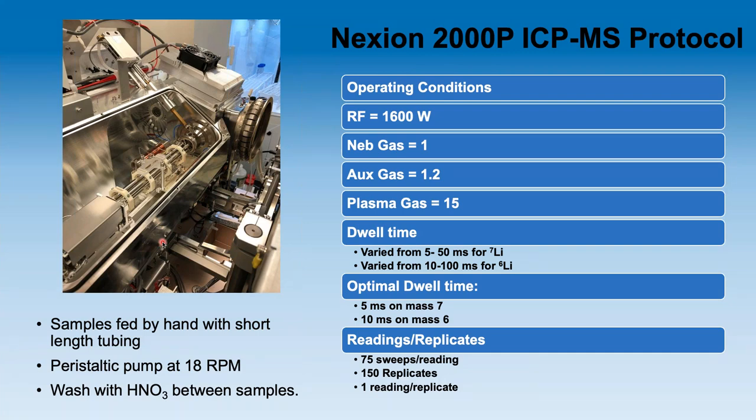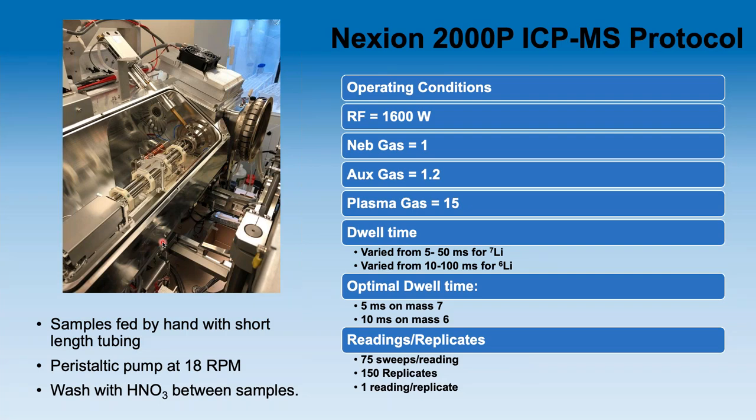Our neb gas, we optimize based off of a lithium solution. The aux gas and plasma gas were all taken care of by the instrument and the tuning. The dwell time is something we played with, though. We varied the dwell time from 5 to 50 milliseconds for mass 7, and from 10 to 100 milliseconds for mass 6, a little longer for mass 6 than for mass 7. And remember, folks, before we were doing somewhere around 250 to 300 milliseconds for mass 6 and somewhere between 10 and 50 for mass 7, and in the early days, even longer than that.